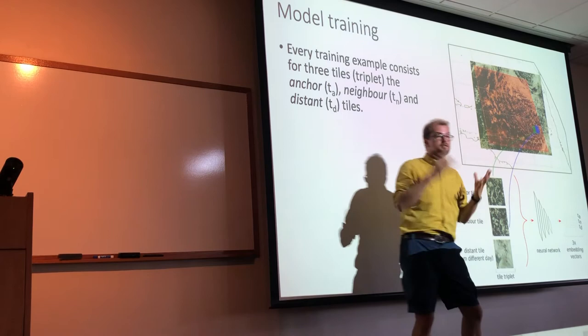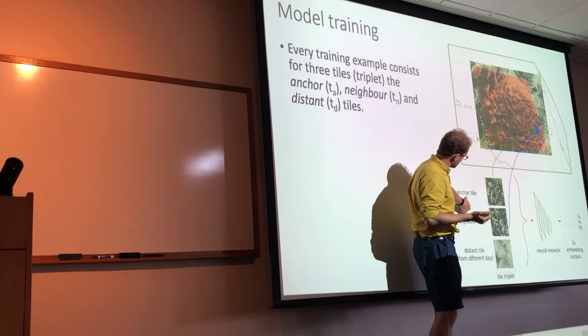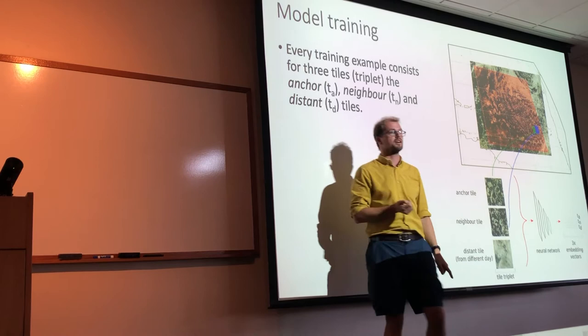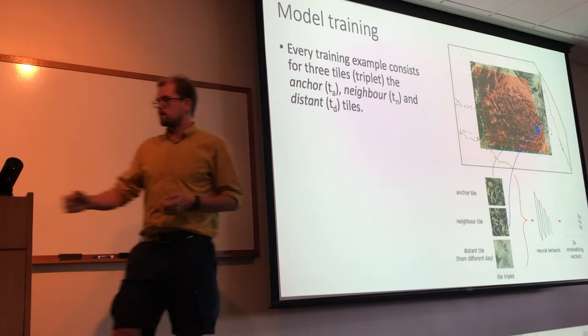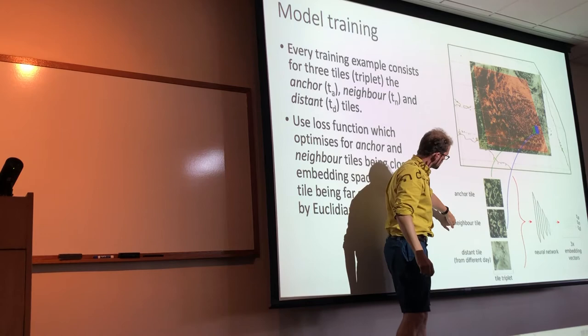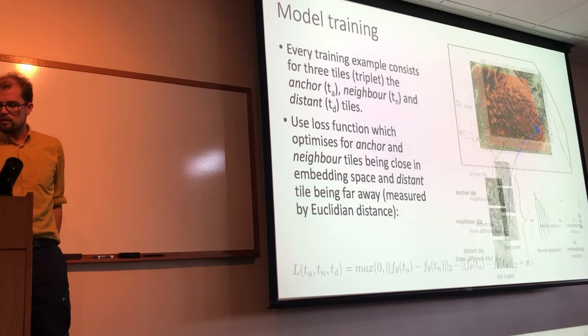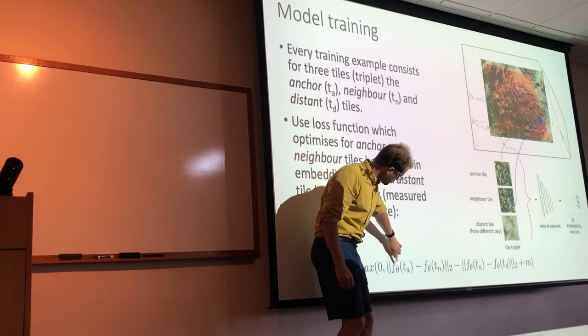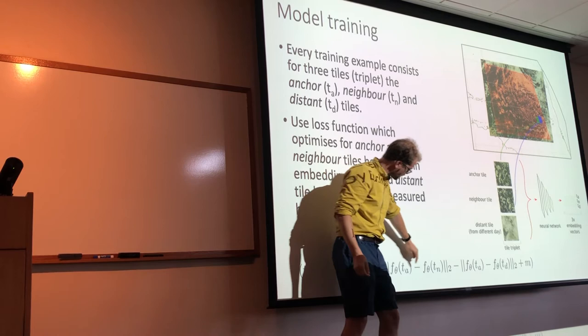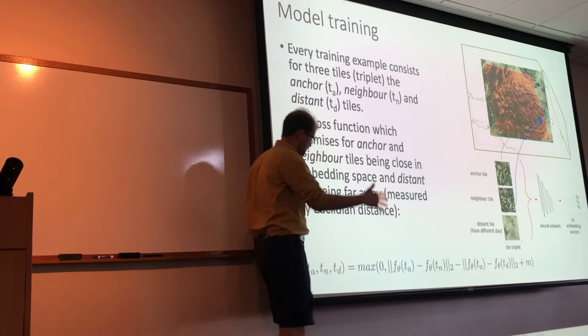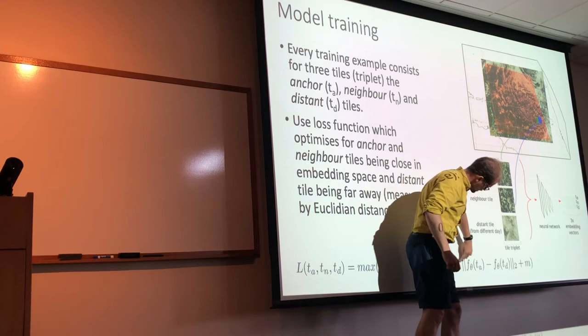And what's the insight here? Well, on average, these two are going to be more similar than this one is to this one. And so I want to make the network create an embedding where these two are close and these two are far away from each other. You could write that mathematically like this. You could say, okay, the Euclidean distance, when I fed the anchor tile through my neural network, and I'm doing the same with the neighbor, this distance I want to be small. This is the loss function, the thing that it's trying to make as small as possible. And I want this distance to be big, so there's a negative sign in here.